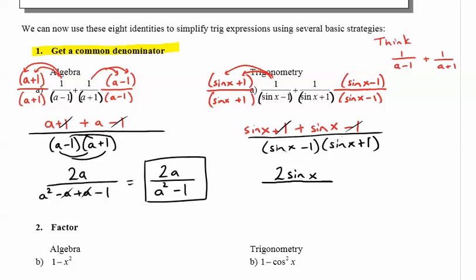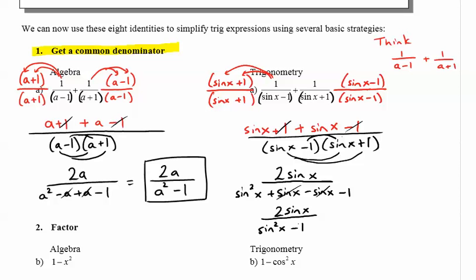In the denominator, sine x times sine x is sine squared x. Sine x times 1, sine x. Sine x times negative 1 is minus sine x. Negative 1 times 1 is negative 1. So my positive sine x and negative sine x cancel off. And I have 2 sine x over sine squared x minus 1. So now it's in the same form as this algebraic expression.